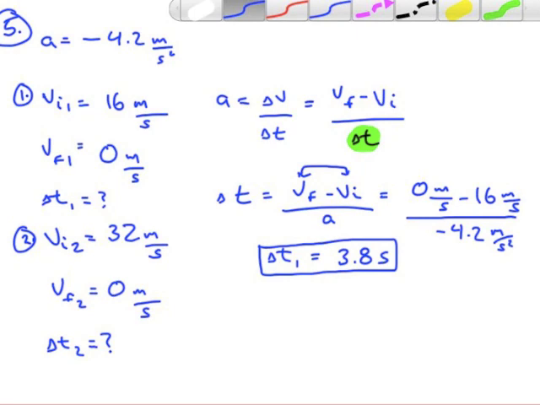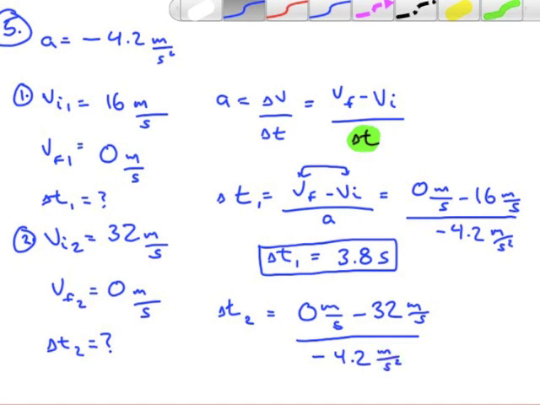Well, if we apply this now to our second scenario right here, this is delta t2, it's the same thing as above. Our final velocity is the same. We want it to stop at 0. Our initial velocity is what's going to be different. So this is going to be 16 in scenario 1. In scenario 2, we're going to be subtracting 32 meters per second. And we're still decelerating, or we are negatively accelerating at 4.2 meters per second squared.